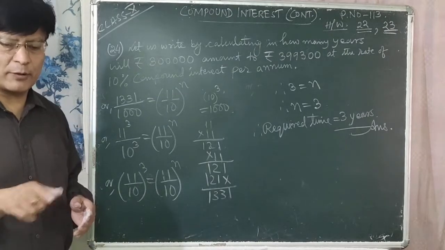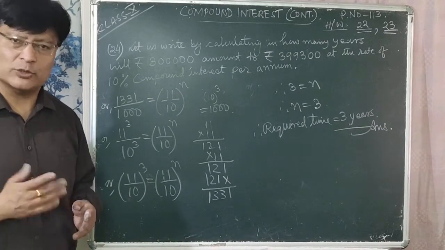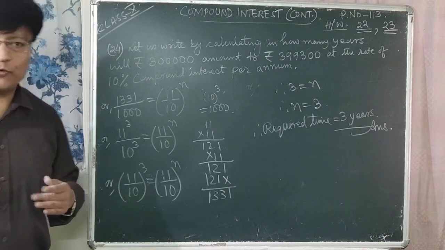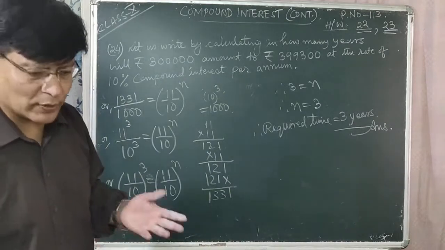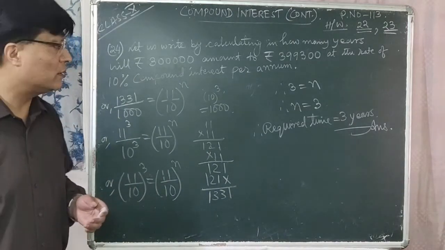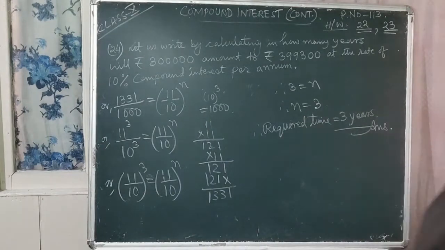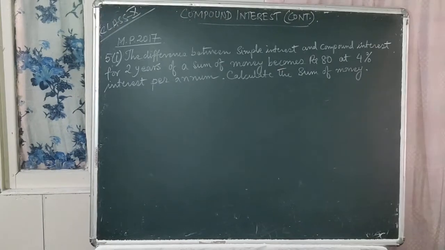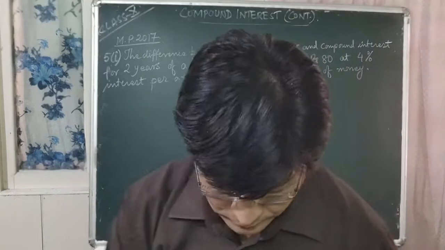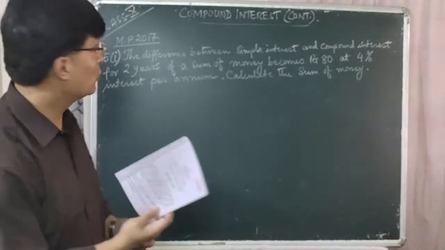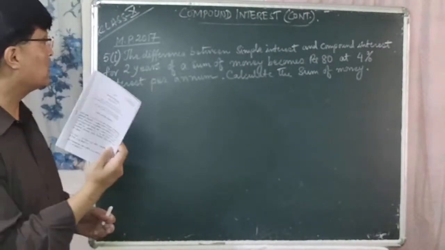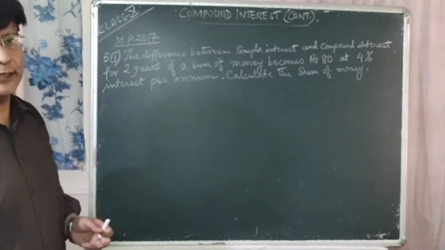So we have finished the problem from the book, that is from this exercise. Let us work out 6.1. Let us do from Madhyamik question paper. Okay, so you can copy it first, then we'll start Madhyamik question paper. So now let's do this Madhyamik question paper. So this Madhyamik question paper is of 2017.